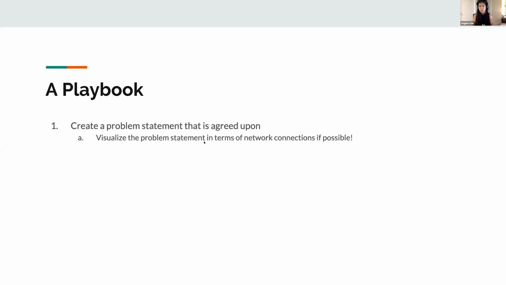I know I'm more of a visual learner, and so this is why I always bring up the importance of trying to diagram and draw things out so that we can ensure that shared understanding. After we have level set on the problem, the next thing that I do as part of my playbook is level set on the network topology and configuration.